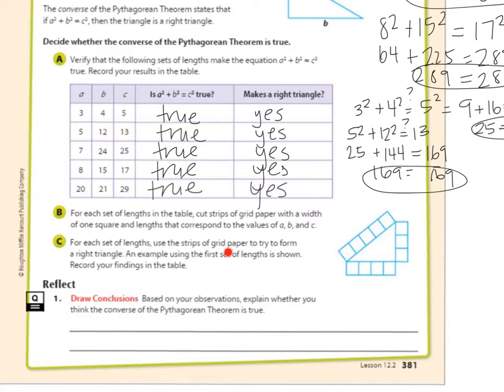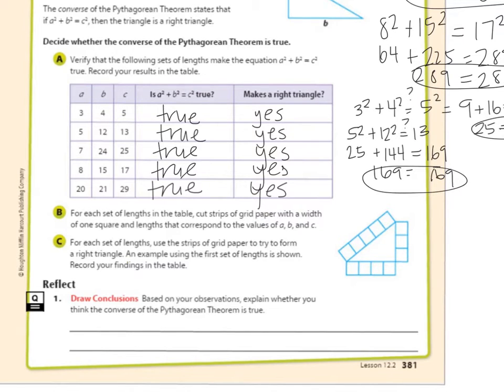For each set of lengths, use the strips of grid paper to try and form a right triangle. An example using the first set of lengths is shown. Record your finding in the table. So they used the lengths of 3, 4, and 5, which are these values right here for A, B, and C. Were they able to make a right triangle? Yes, they were, by putting all those side lengths together. So we do know that this is true, and we do know that they will make a triangle. So all of these, when cut into strips of paper, will also be able to make right triangles.